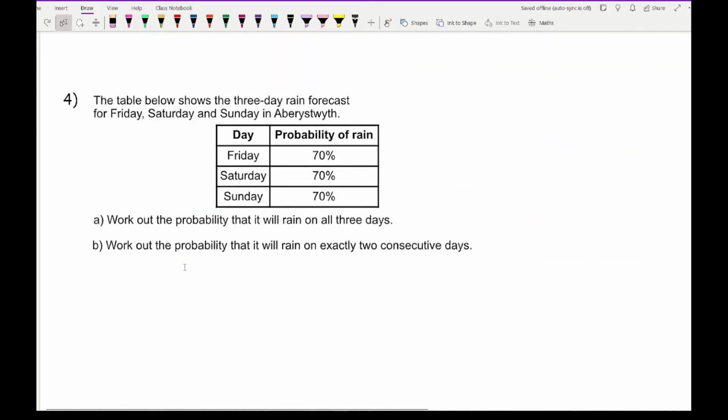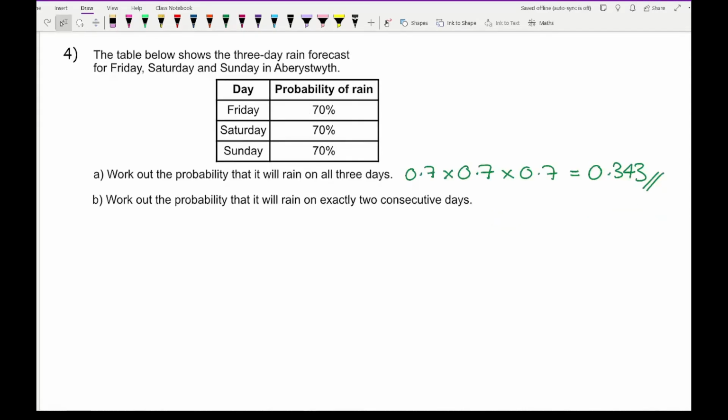Then moving on to question 4, it says the table below shows a 3-day rain forecast for Friday, Saturday, Sunday in Aberystwyth. Now, for question A, it says work out the probability that it will rain on all 3 days. So we want the probability that it rains on a Friday, which is 0.7, and Saturday, which is 0.7, and Sunday. So it's going to be 0.7 times 0.7 times 0.7, or 0.7 cubed. And that gives me an answer of 0.343.